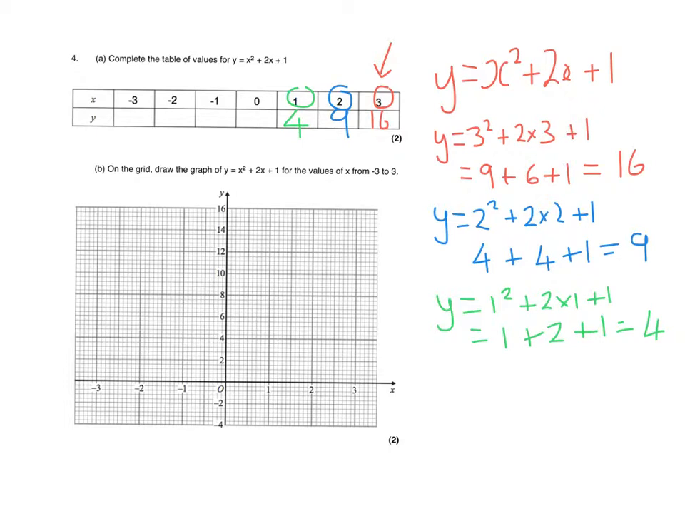And now we're on to the 0. Y equals 0 squared plus 2 times 0 plus 1. 0 squared is 0, 2 times 0 is 0, plus 1 is 1.